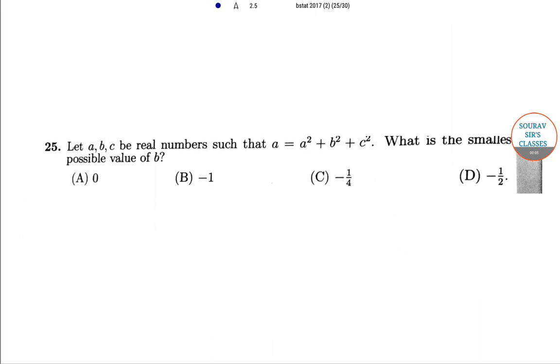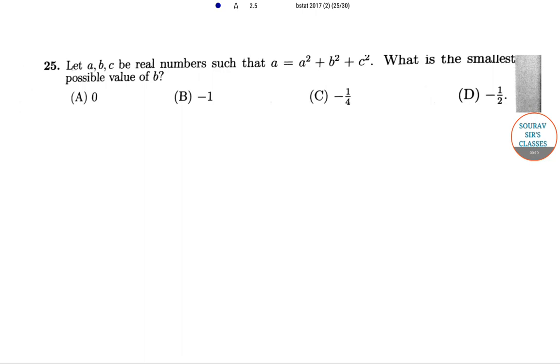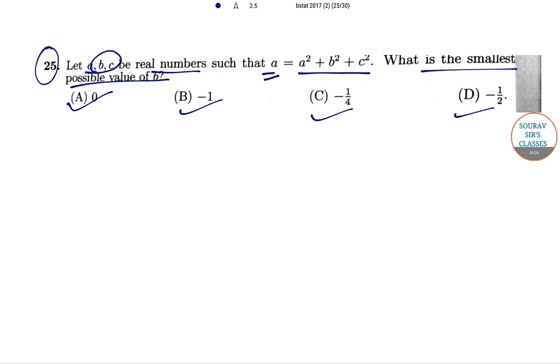Today we will be solving the ISI Bstat question paper from year 2017. Today we will be solving question number 25. In question number 25 it has been said that let A, B, C be real numbers such that A is equal to A square plus B square plus C square. Then we need to find out the smallest possible value of B. The options are 0, -1, -1 by 4 and -1 by 2.